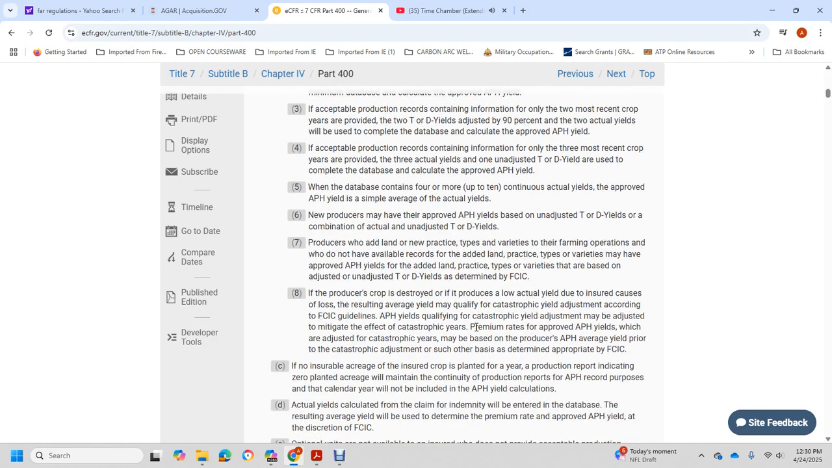Producers who add land with a new practice or type or variety to the farming operation, and do not have an available record for the added land with that practice, type, or variety, but may have proof of actual production history for the added land, will use the adjusted and unadjusted T and D yields as determined by the FCIC.